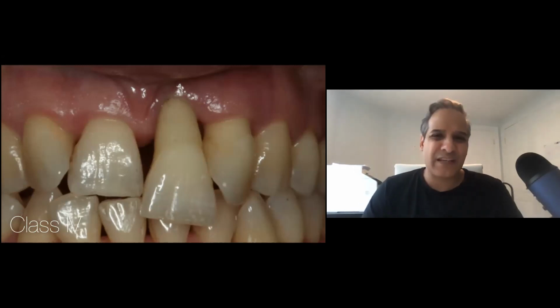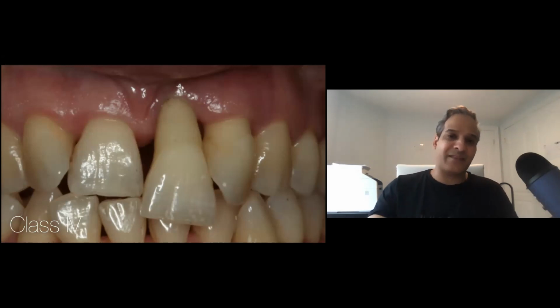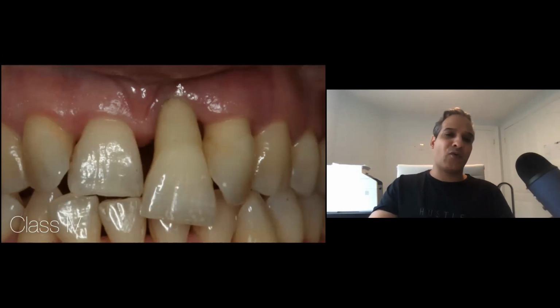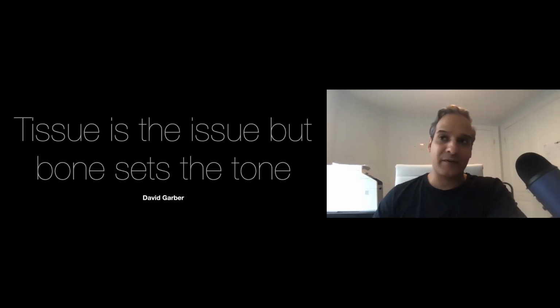So usually class 4 cases are advanced bone loss. In this case, this is a hopeless tooth, but if it wasn't a hopeless tooth, these are things that you're just trying to stabilize and maintain. So as a candidate for root coverage, class 3 and class 4 usually not. They're more along the lines of just stabilizing the tissues, getting some attachment and just keeping things healthy.